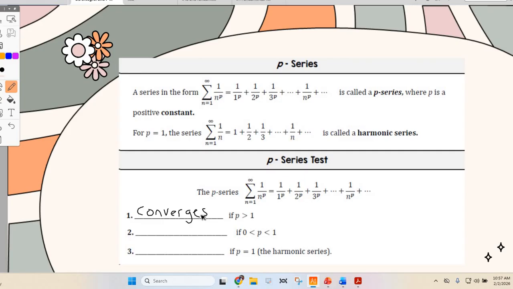If my P is in between 0 and 1, so that means that I have a fraction or a decimal there, are we okay with that? Yeah. Okay. It is going to diverge, because we would end up having some sort of radical there, which is going to no longer make the whole fraction converge to a specific number. And if p equals 1, this is again specifically our harmonic series. This also diverges.